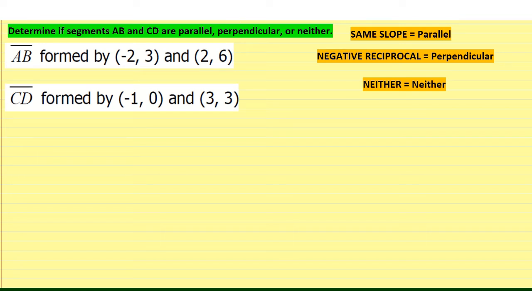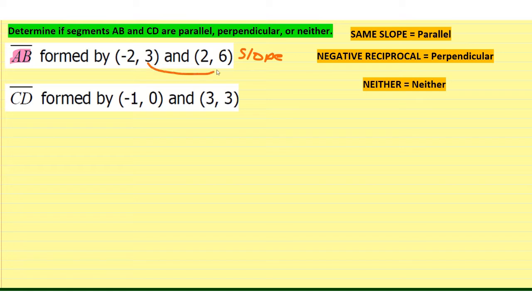Hello, we are going to determine if these two line segments are parallel, perpendicular, or neither. So let's look at line segment AB. It says it is formed by these two coordinates, (-2, 3) and (2, 6). So we are going to find the slope between those two points. We're going to do that by using the slope formula.